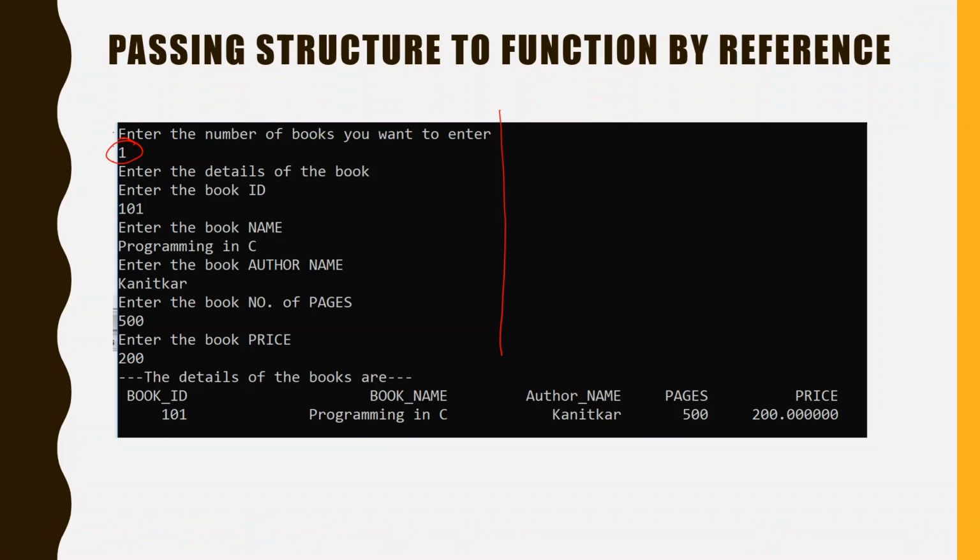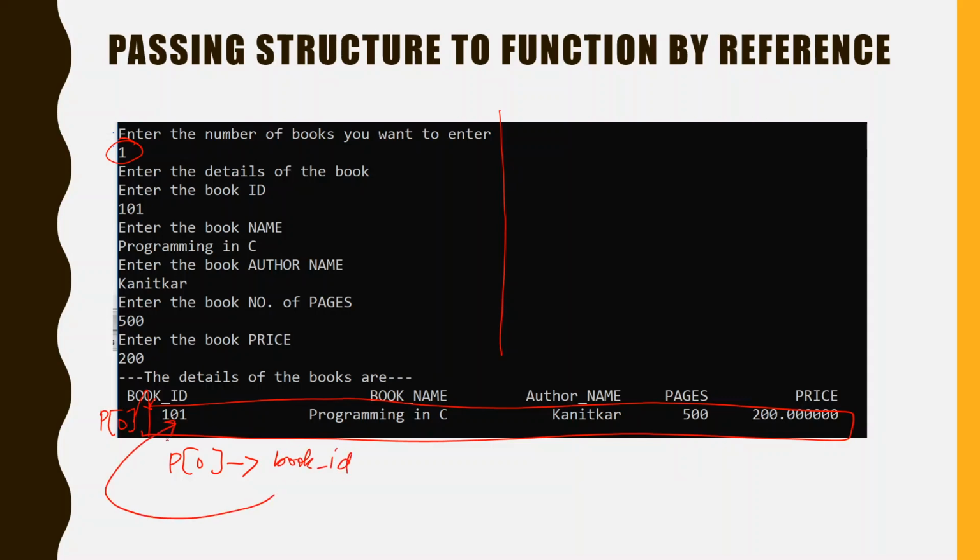This is the output that has been seen. So this is nothing but p0. The p0 is pointing to a block, and these are the contents of the block. So you can access directly like this: p0 block book id is going to print this particular value.